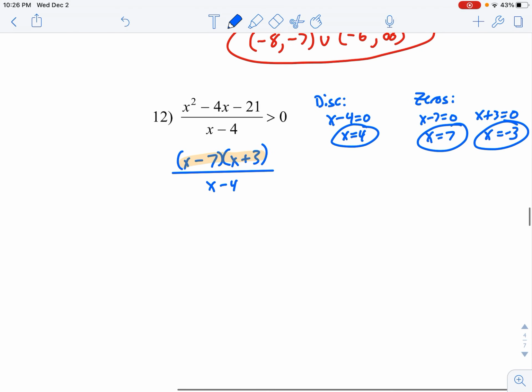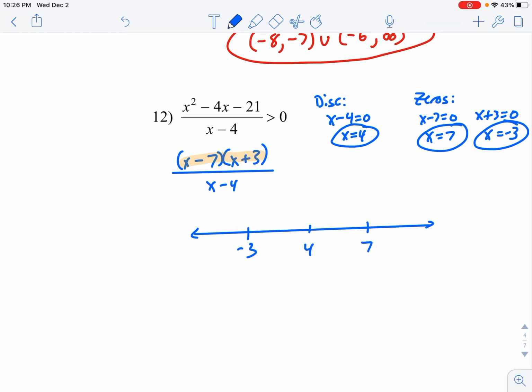So our number line diagram is going to have 3 critical numbers on it. Negative 3, positive 4, positive 7. Make sure you put those in order. You don't write down 4, 7, negative 3 on the number line in that order. That would be silly.